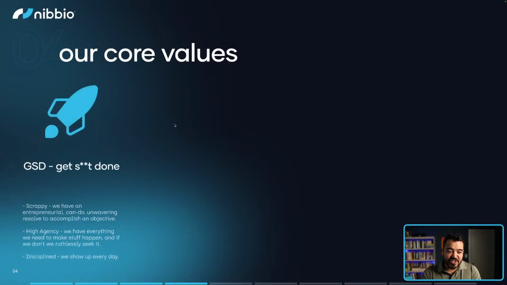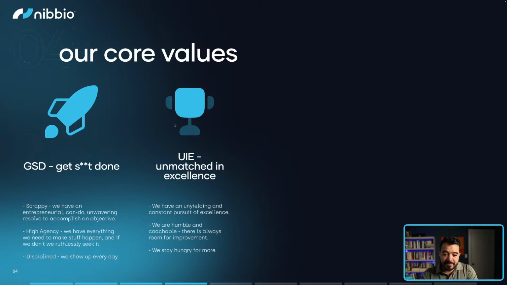Our first one is GSD, we get stuff done. Do not curse in a live stream. We're scrappy. Again, that pirate mentality to get that knife between your teeth and get stuff done. We have high agency, where we have everything we need to make stuff happen, and if we don't, we ruthlessly seek it. And we're disciplined, where we show up every day. UIE, which is unmatched in excellence. We have an unyielding pursuit of excellence. We're humble and coachable, and we stay hungry for more.